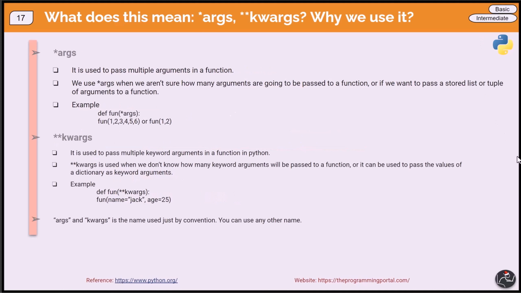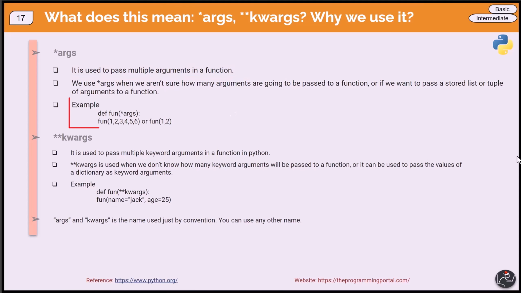Next we have args and kwargs in Python. So this is also one of the specific features of Python, where args means arguments and kwargs means keyword arguments. Args is used to pass multiple arguments. When we don't know how many arguments we will be receiving, we will just use star and args.